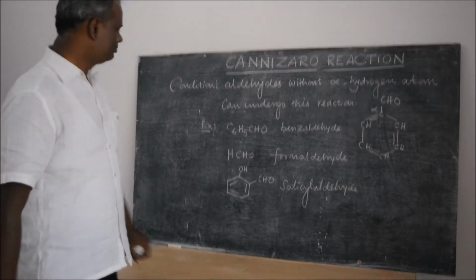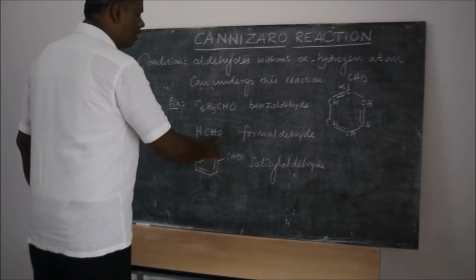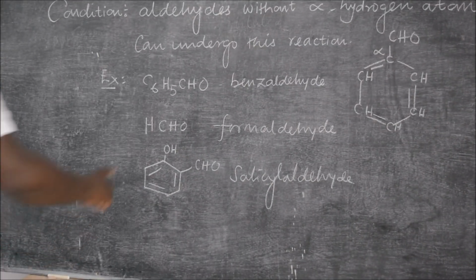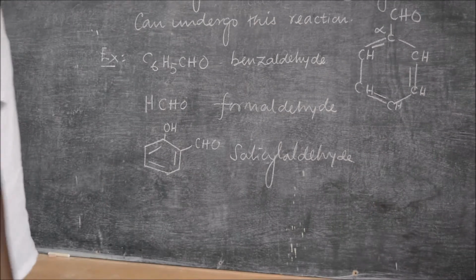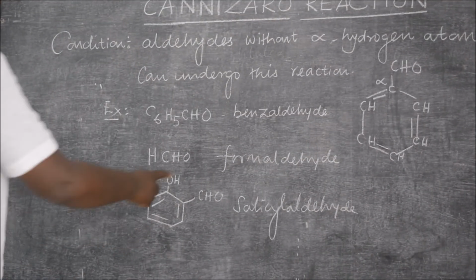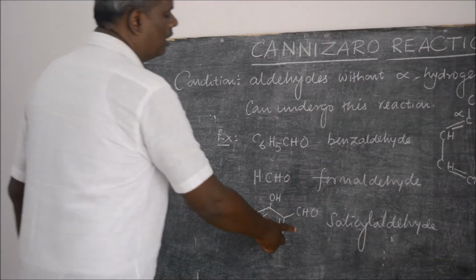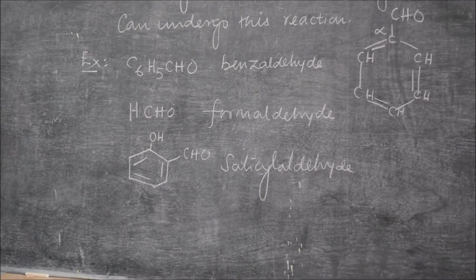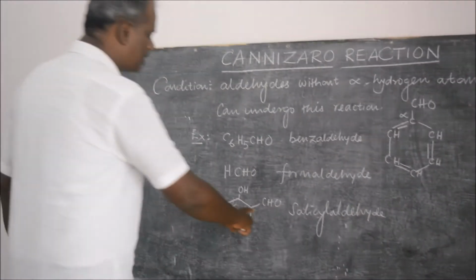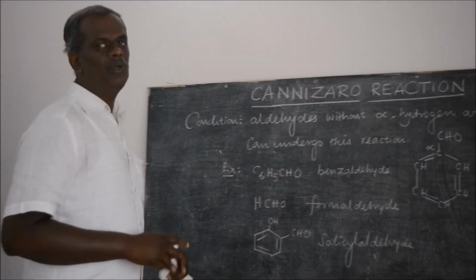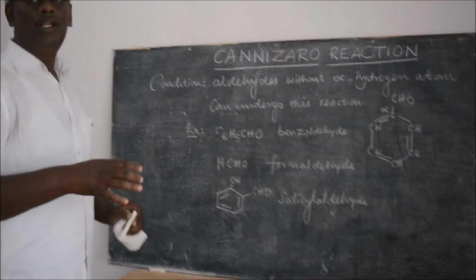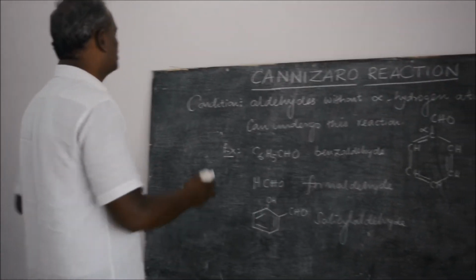and it can readily undergo this reaction called Cannizzaro reaction. And formaldehyde is another example, an aliphatic aldehyde, that also undergoes the Cannizzaro reaction as there is no alpha hydrogen atom. You see a derived aldehyde called salicylaldehyde in which there is no alpha hydrogen atom, and hence this can also undergo Cannizzaro reaction. So we can take this as an example, benzaldehyde, and see how that is undergoing this reaction.